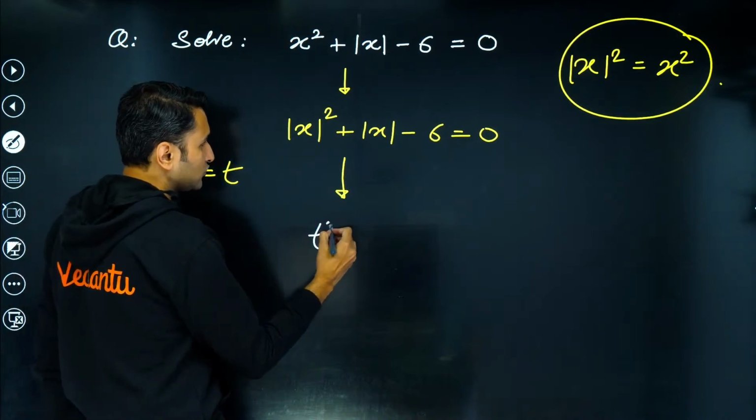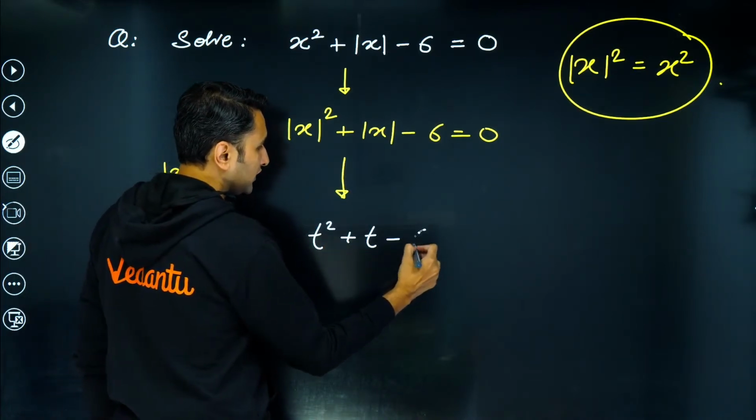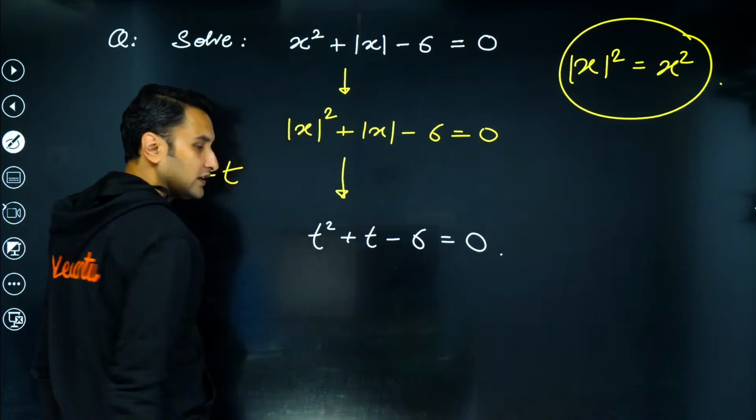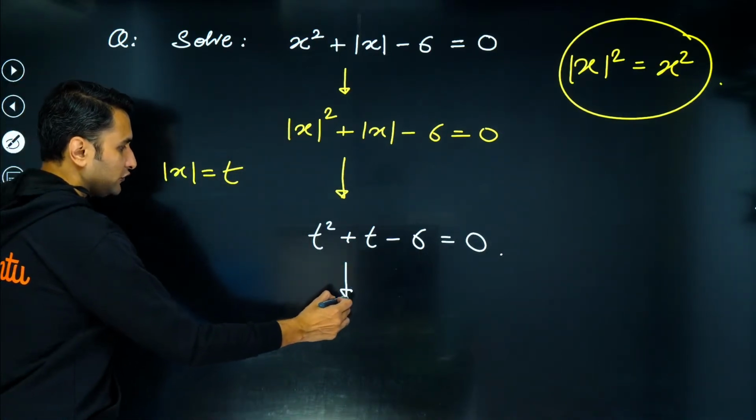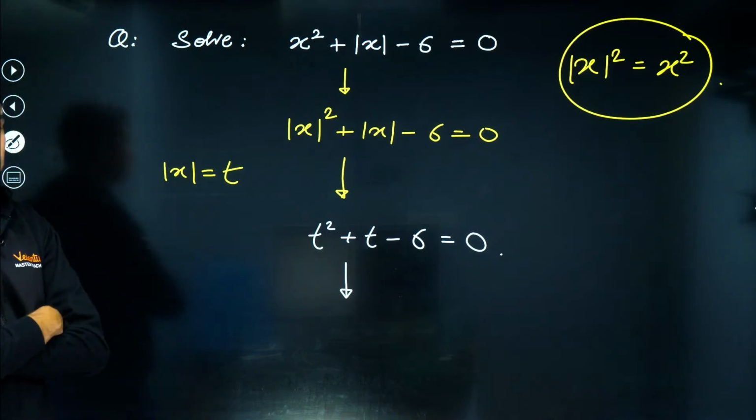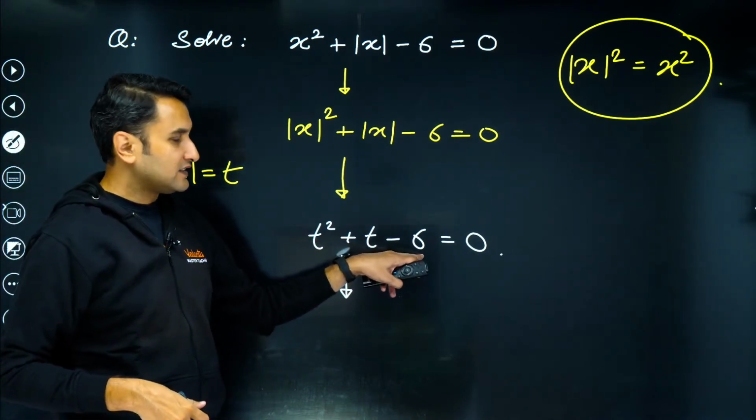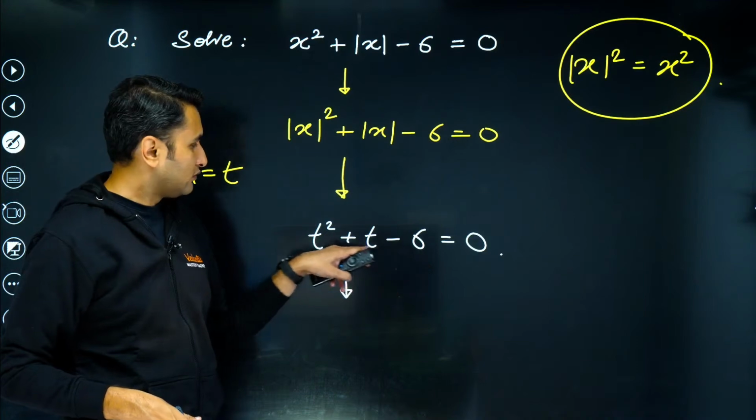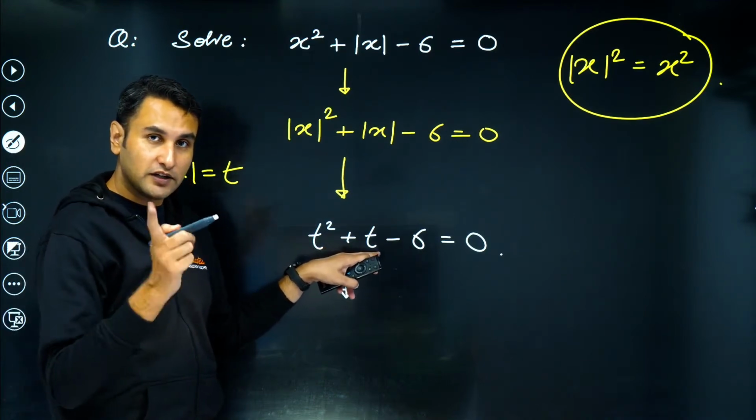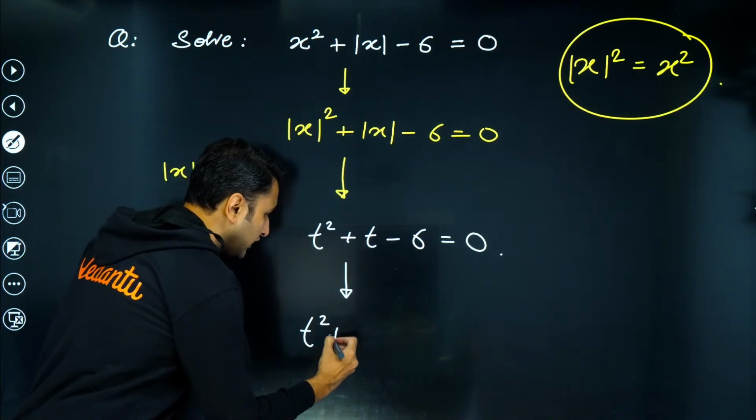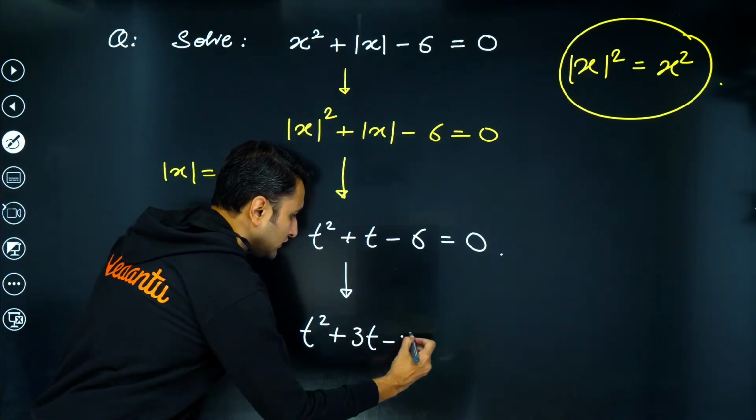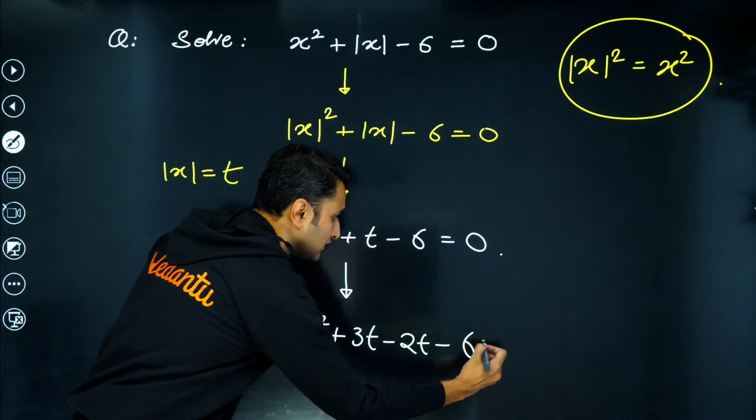So this is t square plus t minus 6 equal to 0. Now interestingly, when you factorize, all of you, so what are the factors? 6 is 3 into 2, but this is 1. So 3 minus 2 is what you want to create here. So you can write this as t square plus 3t minus 2t minus 6 equal to 0.